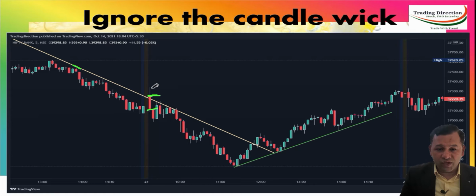So here the wick we have ignored and we have considered the body. So it is acting very effectively, and when it broke this trend line, and this other trend line we have drawn, this took support, and again this acted as support. When this downtrend line breaks, an uptrend line forms. You can draw this uptrend line, and it will act as support in the next trading.